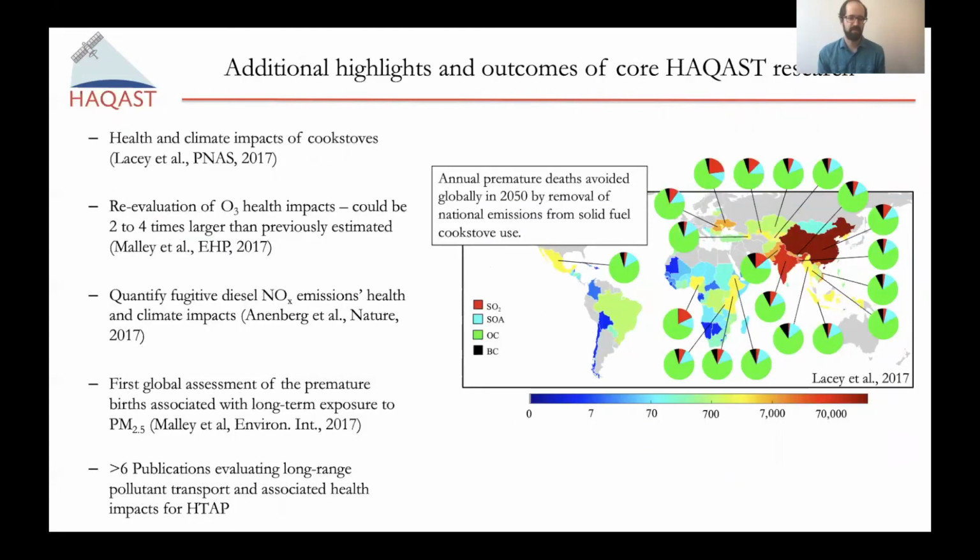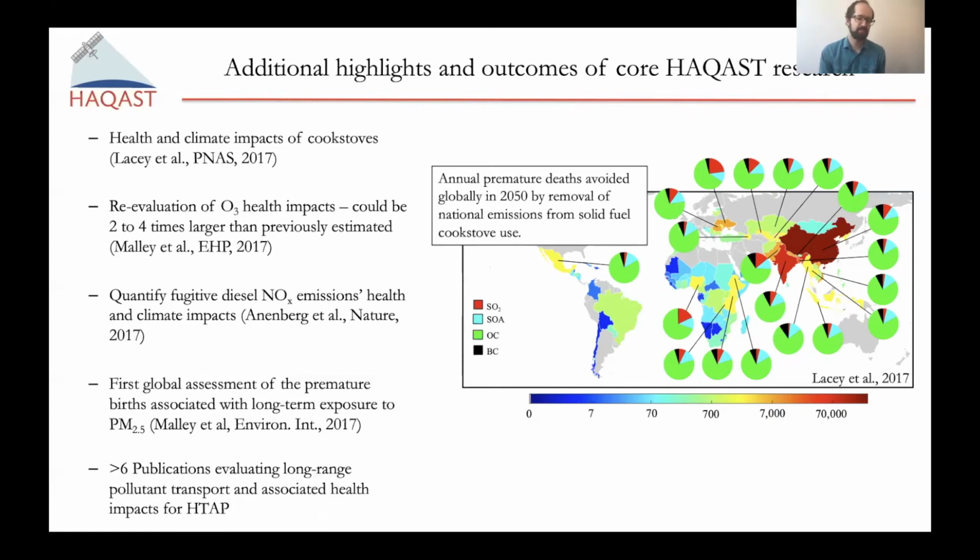I also wanted to mention some additional highlights and outcomes of our core HACAST research. We use this tool in our own research group to quantify the health and climate impacts of emissions mitigation from cook stoves. In a paper from Forrest, Lacey, and PNAS in 2017, a figure which is shown on the right, you see the contributions to global premature mortalities owing to the residential cook stove emissions from different species in different countries of the world.